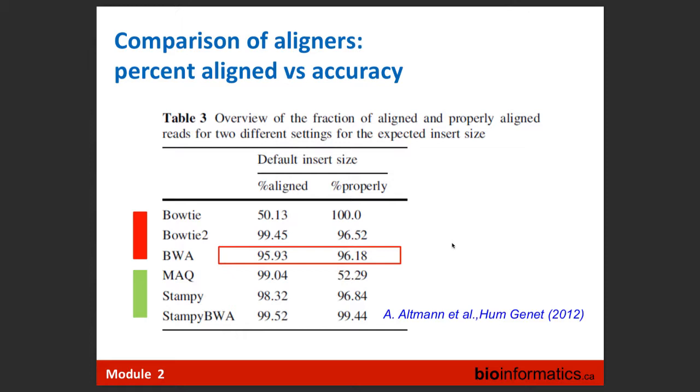And as you can see, again, for properly aligned there is a reasonably large range of values, and this is the percentage of aligned reads. Some of the aligners, for example, the first Bowtie, has only 50% of reads aligned, but those which were aligned are 100% correct. Another one, BWA, aligned 96% of reads, which is a good enough number, and it aligns 96% correctly. And then there are other numbers. So you always have a balance between percentage aligned and properly aligned, and you would like to see both maximized.